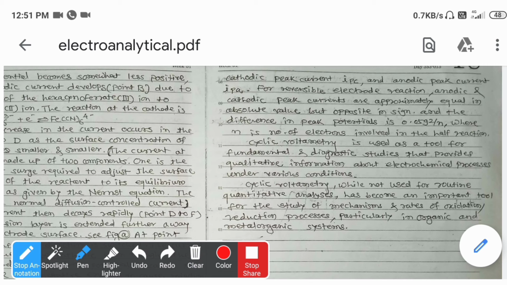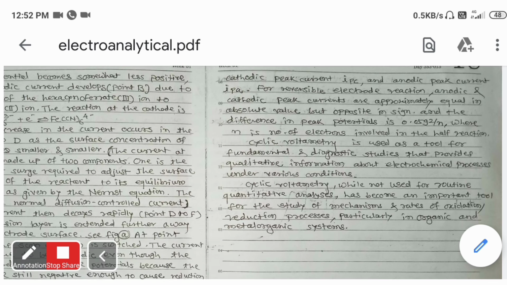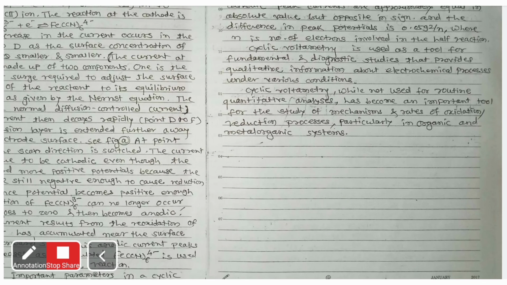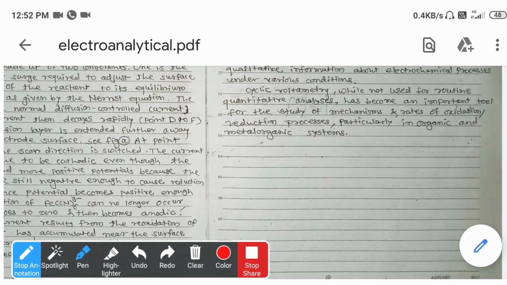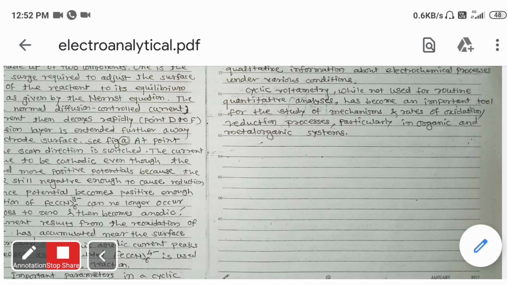So what are the applications of cyclic voltammetry? Cyclic voltammetry is used for fundamental and diagnostic studies of various electrochemical and biochemical processes. Okay, and cyclic voltammetry is not used for regular or routine analysis, but it has become an important tool for the study of mechanism and the rate of oxidation and reduction of various organic and metallurgical systems. Okay, so cyclic voltammetry finds its application in organic and metallurgical systems for reduction and oxidation type of reactions.